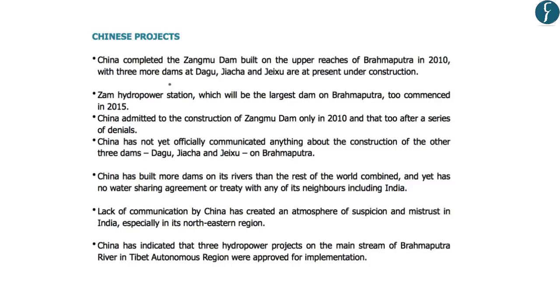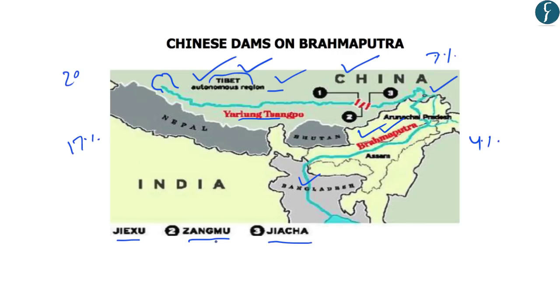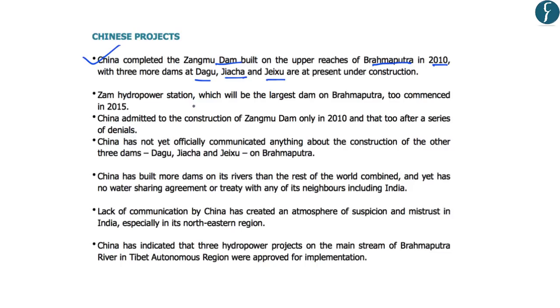Now, China completed the Zangmu Dam, which is built on the upper reaches of the Brahmaputra River, in 2010. It is planning to develop three more dams, which are the Dagu, Zaicha, and Ziksu, and these are presently under construction. If you look at the locations of the dams Ziksu, Zangmu, and Zaicha, these are located in the upper reaches of the river Brahmaputra. Secondly, the Zam hydropower station, which will be the largest dam on Brahmaputra, also commenced in 2015.